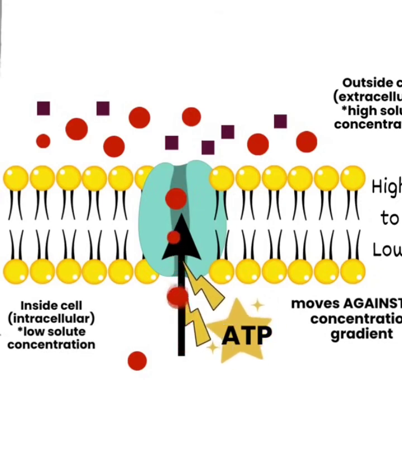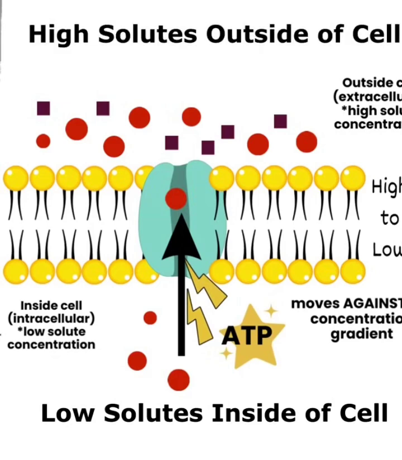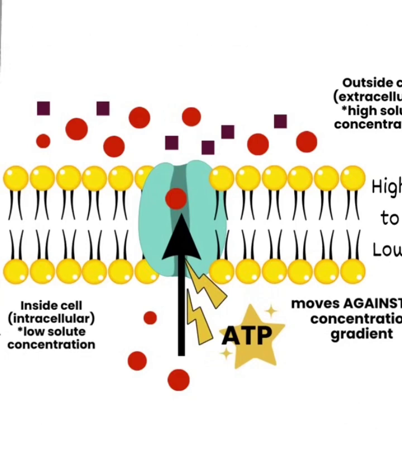So here we have our phospholipid bilayer. Notice on the inside of the cell, we don't have a lot of solutes, but on the outside of the cell, we have a lot of them. So with this transport process, we want to go from low to high. So we're going against that concentration gradient rather than just down the concentration gradient. So when we go against it, it requires effort, a lot of energy. So this is where we utilize ATP. So in order to move this molecule from the inside of the cell to the outside of the cell.